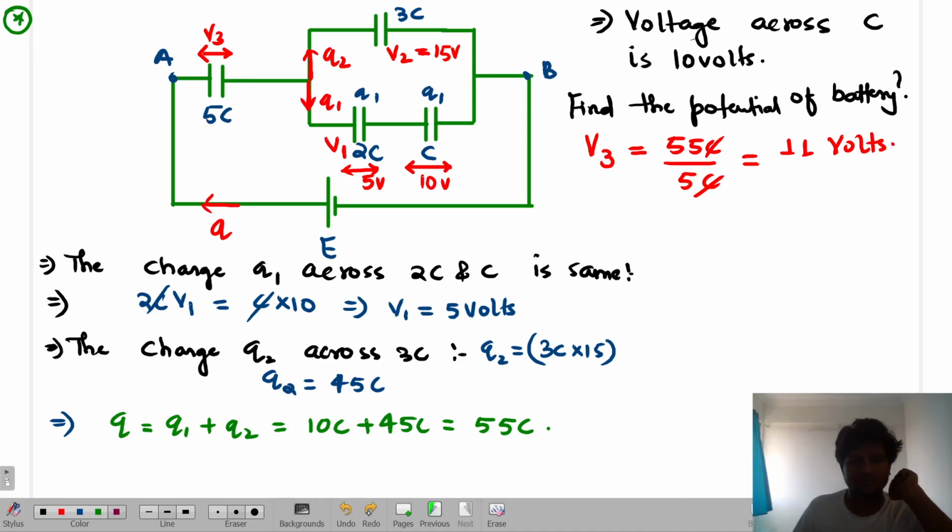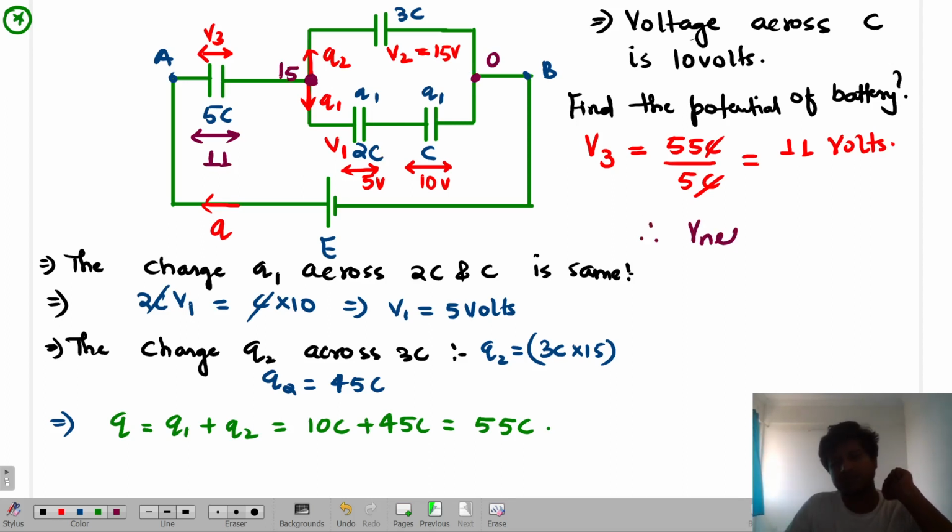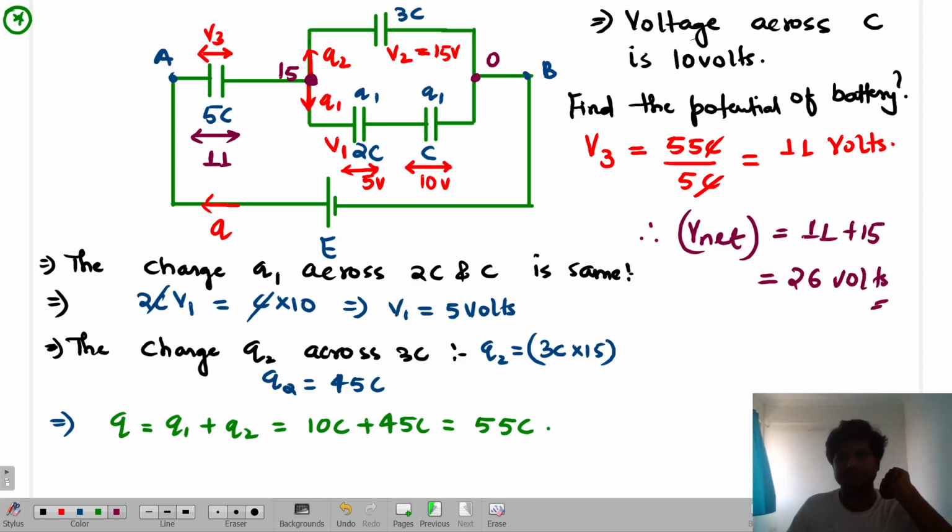I'll draw it this way. So I got 11 volts over here, and here it should be 0. Here it is 15. Here it is 15. So V net supplied by the battery is how much? 11 plus 15, which is 26 volts. So what's the EMF of the battery? 26 volts. Are you able to get me?